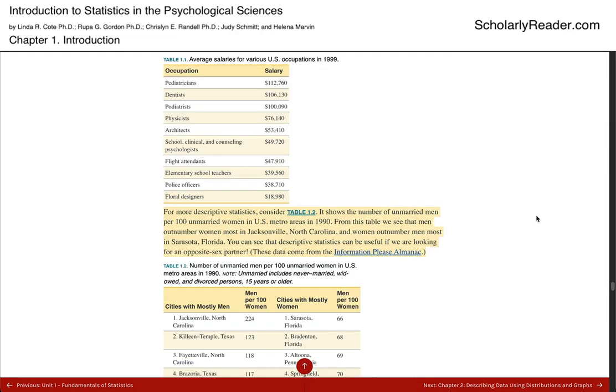For more descriptive statistics, consider Table 1.2. It shows the number of unmarried men per 100 unmarried women in U.S. metro areas in 1990. From this table, we see that men outnumber women most in Jacksonville, North Carolina, and women outnumber men most in Sarasota, Florida. You can see that descriptive statistics can be useful if we were looking for an opposite-sex partner.